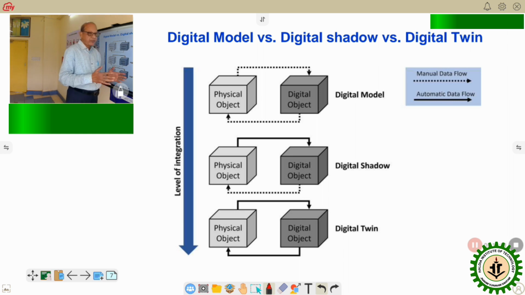Automatic data and information propagation transfer was not possible. In the advanced version, digital shadow, this continuous arrow line that symbolizes data flow from the physical to the digital is possible, but automatic information propagation back to physical from the digital was not possible. But when we can realize the complete digital twin, full integration of data and information transfer is possible. So this particular graphical representation gives us a glimpse of how to distinguish between the three different versions of the digital twin.